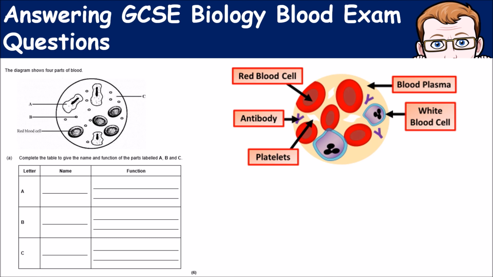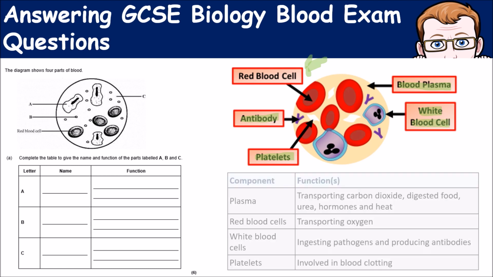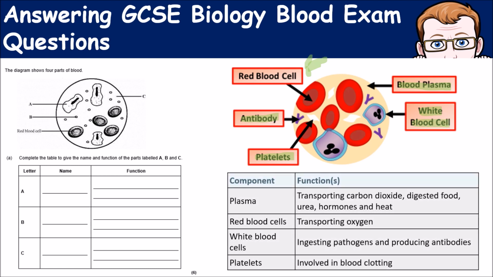In this question, we're going to very quickly look at blood and what it's made up of. Some key things to remember to start off with are the key components in blood: red blood cells, antibodies, platelets, blood plasma, and various white blood cells. You do need to know the functions of them all.